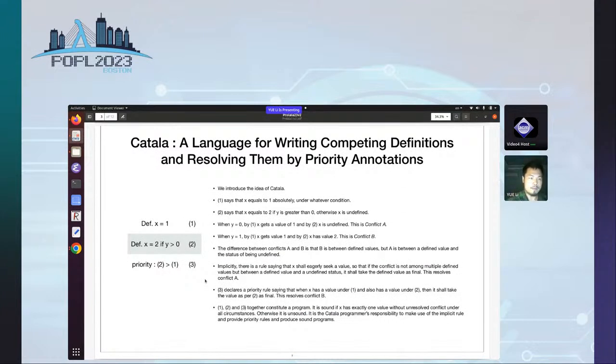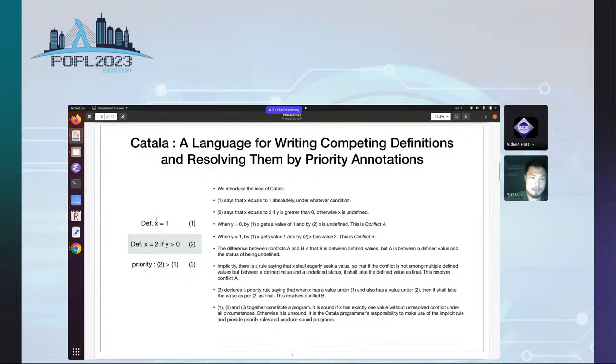CATLA is a language for annotating legal text, and the program is in general interspersed with the lines of the text, and it features making competing definitions. By competing definitions, I mean the value of the same variable is defined many times in many different places, and the definitions may be different. We see this very small snippet of program on the left side of the screen.